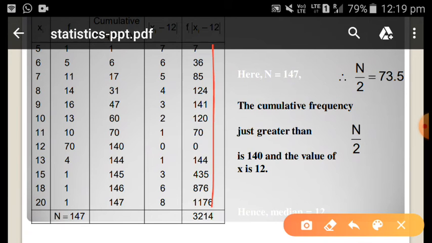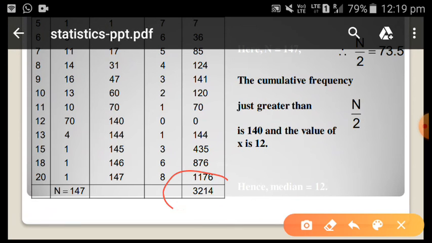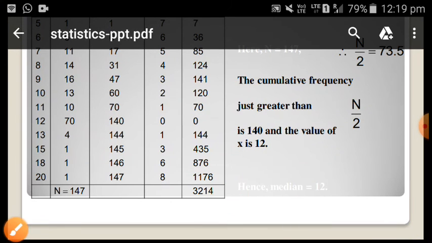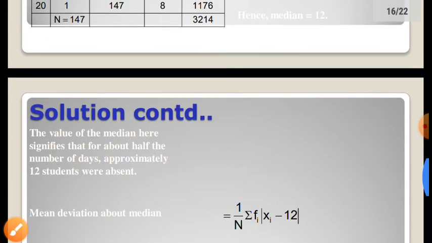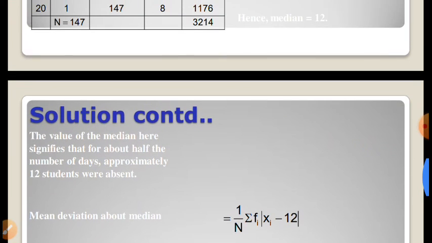When you multiply these values by the frequency, you get these values. The sum of these values is 3214, and this should be divided by 147. If you divide by 147, you get the mean deviation about the median. This is the way to find the mean deviation about the median.